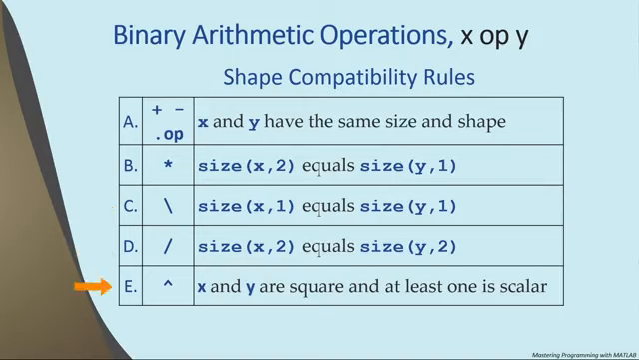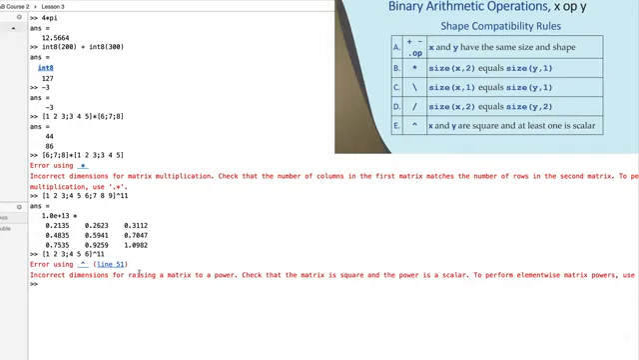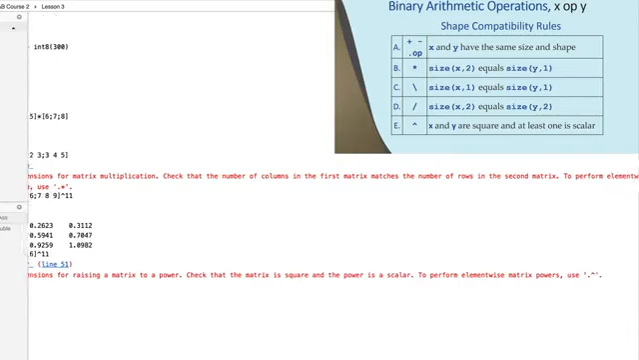The last rule, E, for the exponentiation operator, also known as the power operator, says that both operands must be square. So, for example, 2 by 2 is fine, but 2 by 3 is not. And one or both of them must be scalar. Let's try it for a 3 by 3 matrix raised to a scalar power. Those are some big numbers, but it works. Whereas this is not allowed because the first operand is not square.